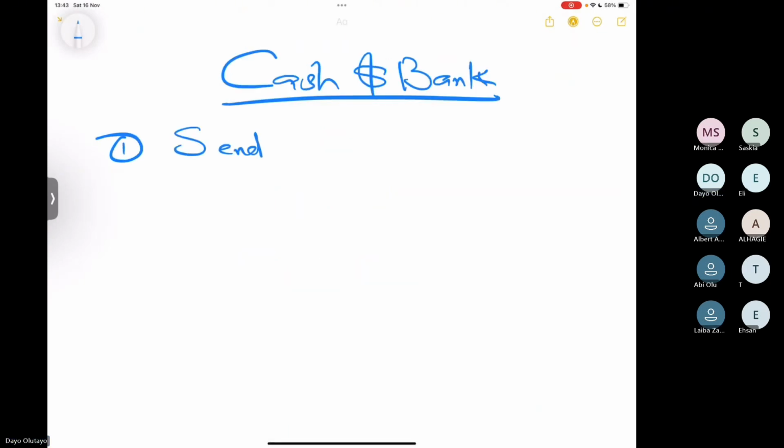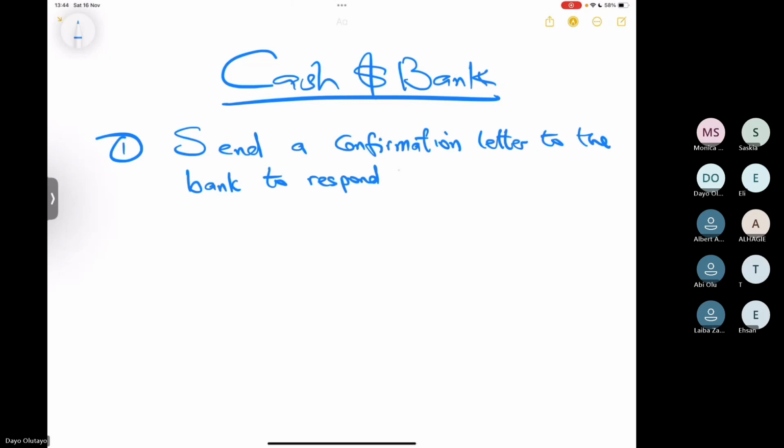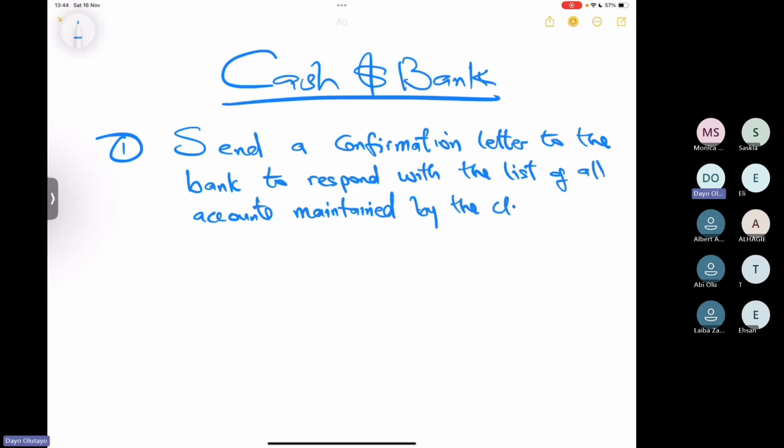Send a confirmation letter to the bank to respond with the list of all accounts maintained by the client and the balance for each account. That's it. One procedure. Perfect.